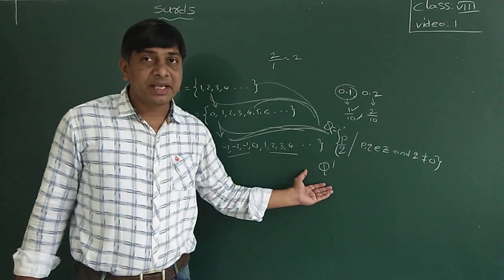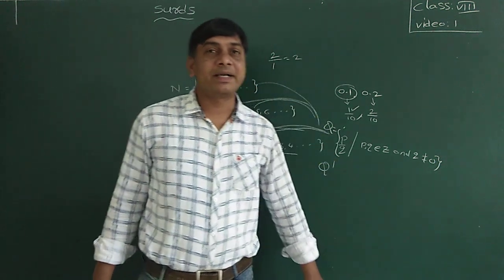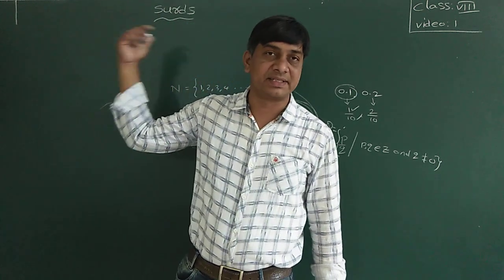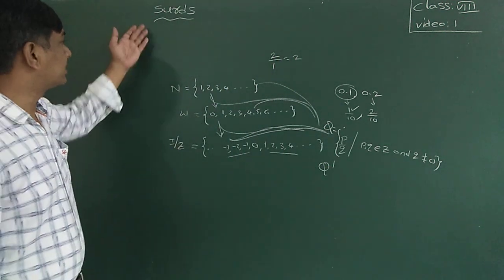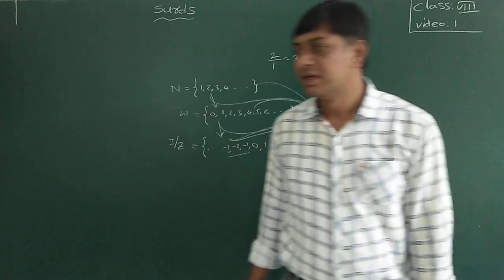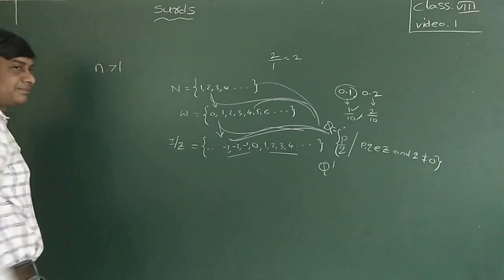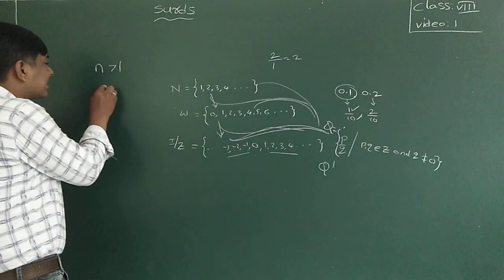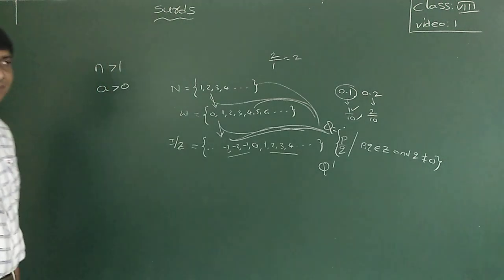Yes, because all surds are irrational, but every irrational number may not be a surd. The converse may or may not hold. All surds are irrational. What is a surd? Let us assume that n is any positive integer which is greater than 1, and a is another integer which is greater than 0.